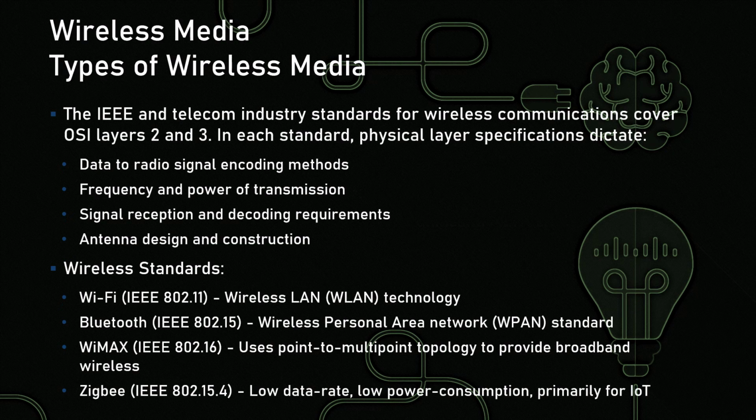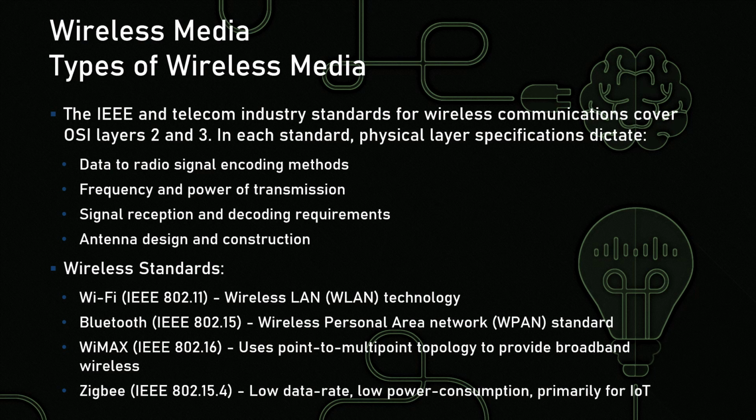Now, the industry standards for wireless communications from IEEE, ITU, all that stuff, cover OSI layers 2 and 3. In each standard, we talk about physical layer specifications that dictate the data to radio signal encoding methods, the frequency and power of the transmission, so how strong can that signal actually be, what's the reception and decoding requirements, how are the antennas built. There are 4 different major wireless standards we talk about. Wi-Fi, which is 802.11, Bluetooth, which is a personal area or Piconet, 802.15, WiMAX, which uses microwave technologies, 802.16.